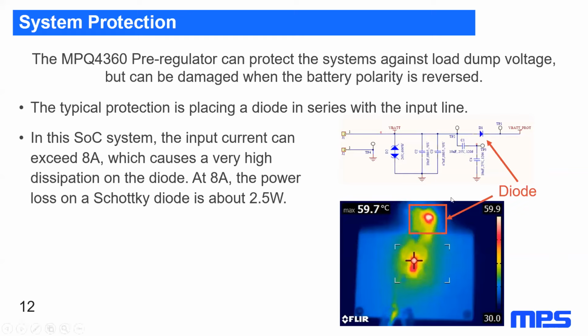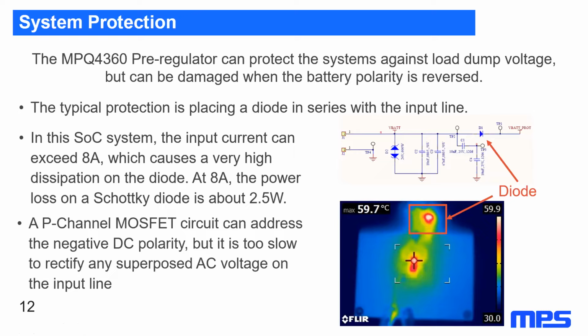Here on the lower right corner, you can see a picture. This is not the SoC system. This is just a regular evaluation board delivering about 15 watts to an output, and the input is protected by a diode. You can see how, even for this low power system, the diode is hotter than the DC-DC converter itself. If the input current were higher, this would get out of control very easily.